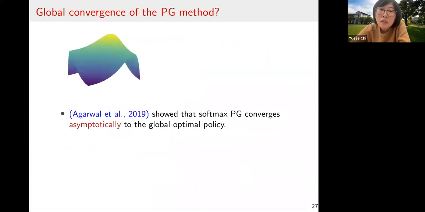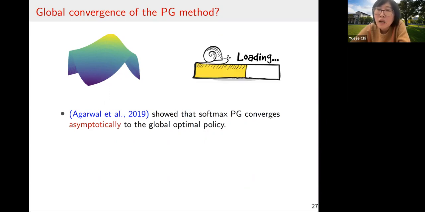Okay, so there is actually one very nice paper by Agarwal et al. where they show, despite the non-concavity of this problem, softmax PG actually converges asymptotically to find the global optimal policy. However, it doesn't tell us how fast this algorithm converges. And this asymptotic convergence can potentially be very slow.